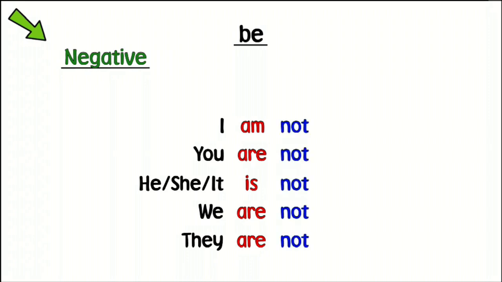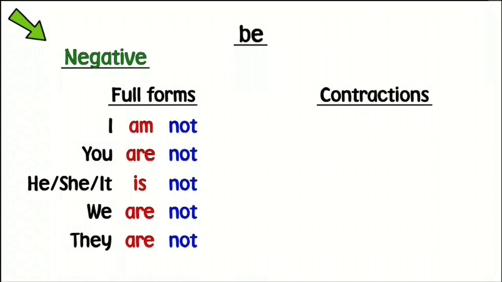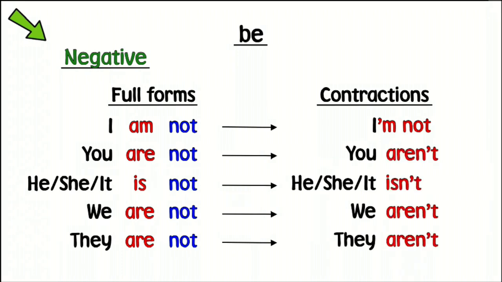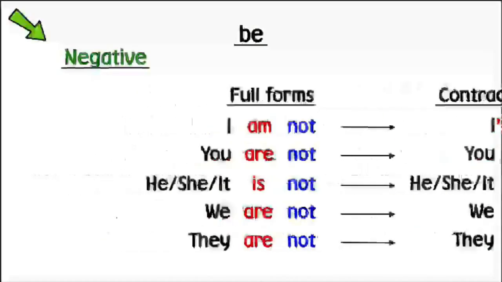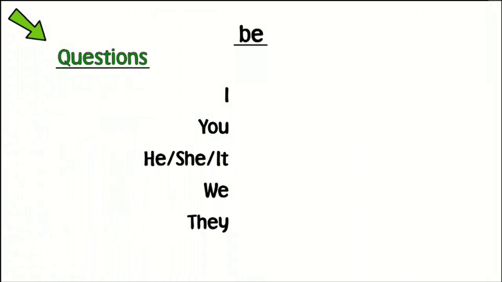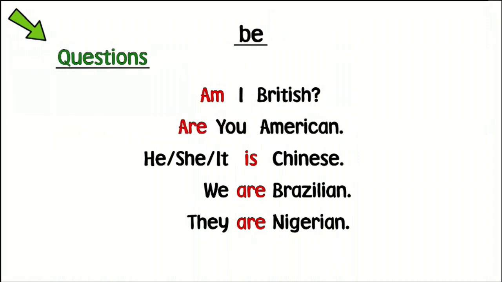There are full forms and contractions of be negative. Note that the contraction for I is different from the other short forms in be negative. To form questions with be, we change the order of the words. We put the verb before the subject.